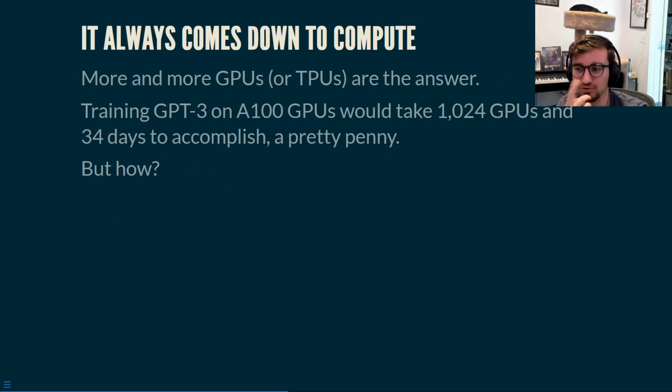The answer is instead of having one compute, we have a ton of them. So, for instance, when they were training GPT-3, they were doing it on a GPU cluster of A100s, and it took 1,024 of these training for 34 days to train. We're talking millions upon millions of dollars to train one model.